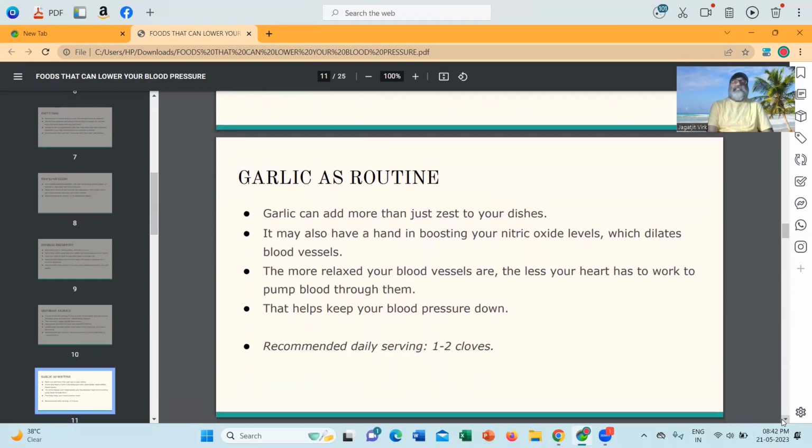Garlic as routine. Garlic can add more than just zest to your dishes. It may also have a hand in boosting your nitric oxide levels, which dilates blood vessels. The more relaxed your blood vessels are, the less your heart has to work to pump blood through them. That helps keep your blood pressure down. Recommended daily serving is 1 to 2 cloves.